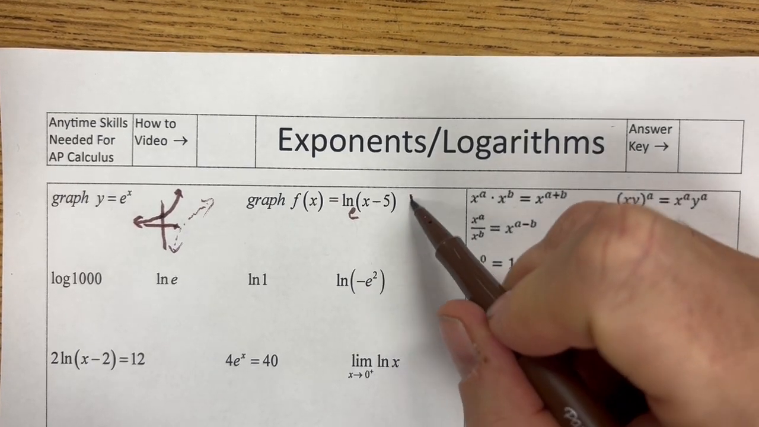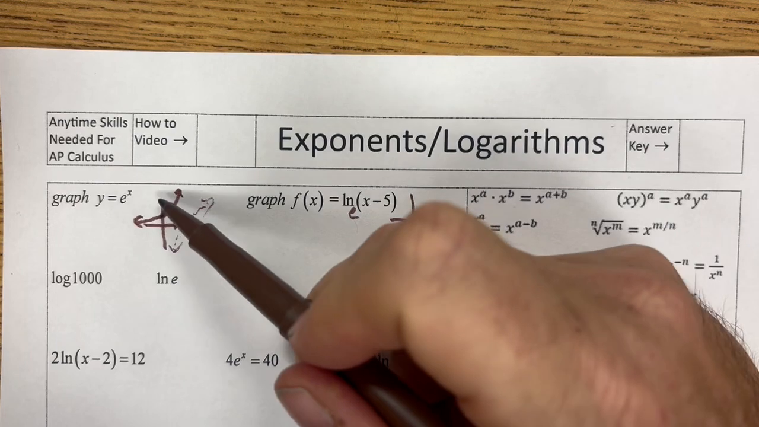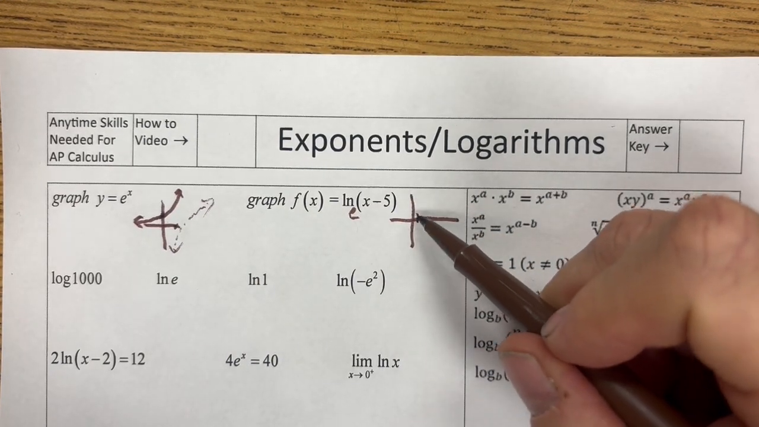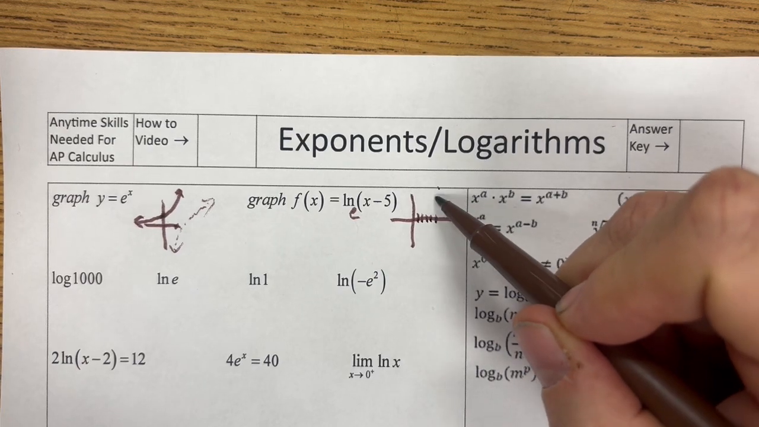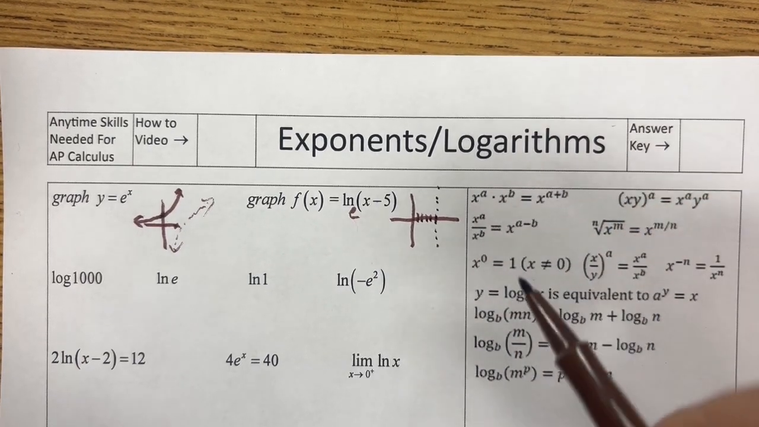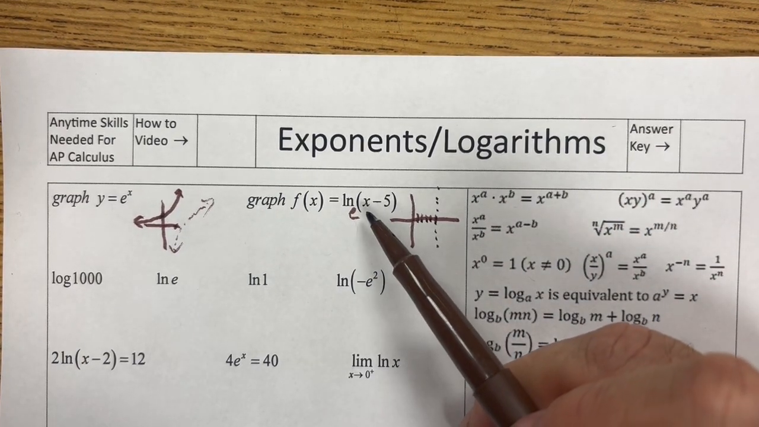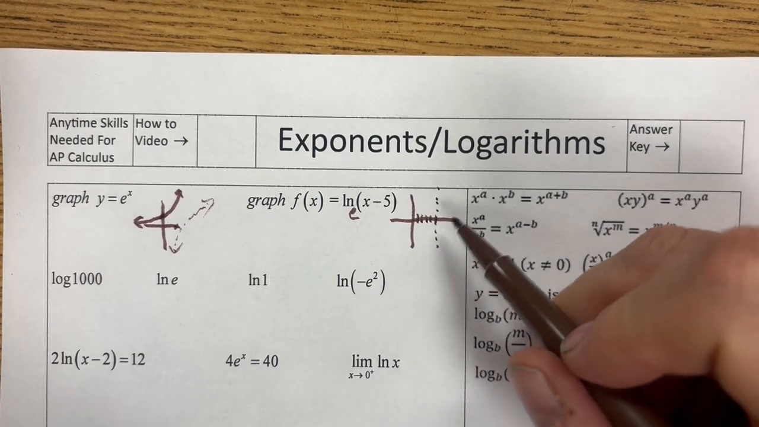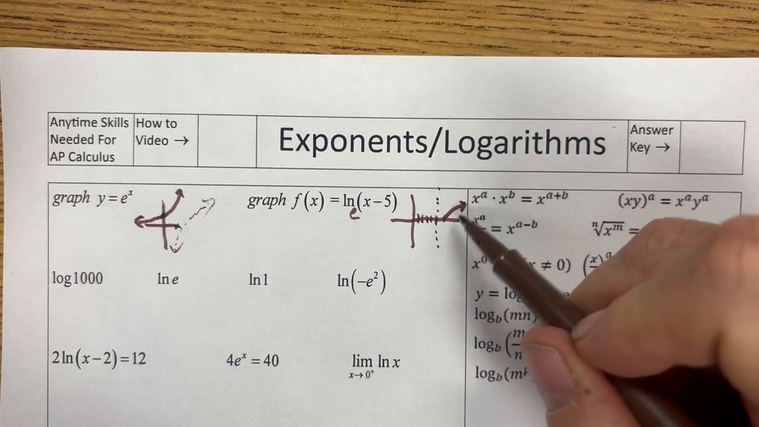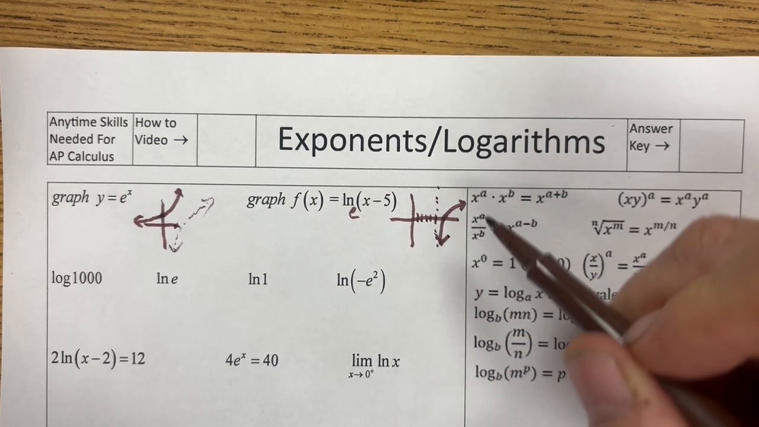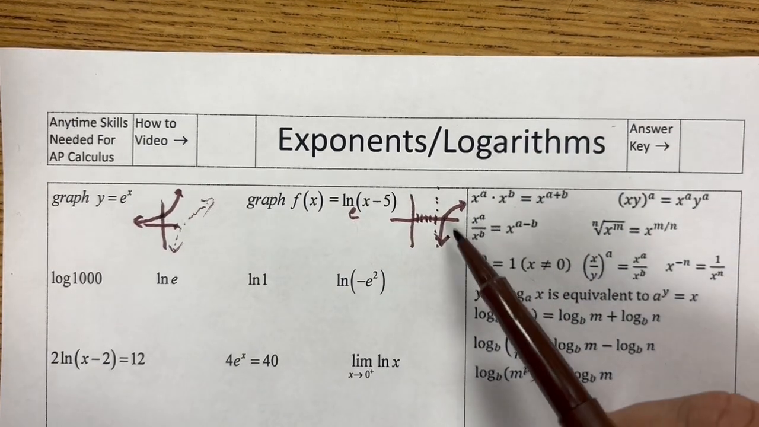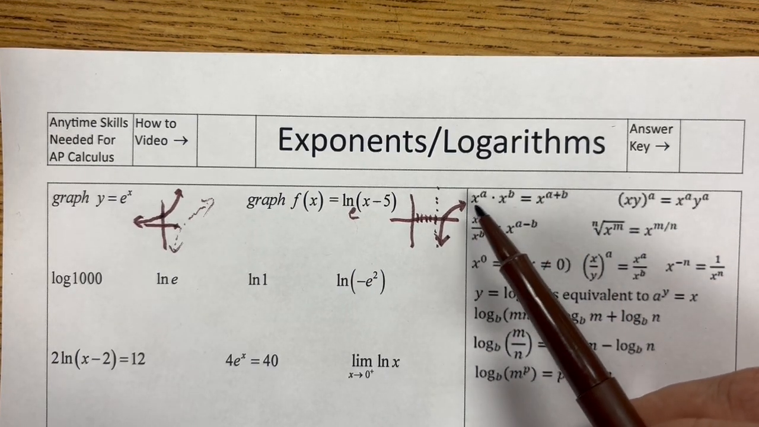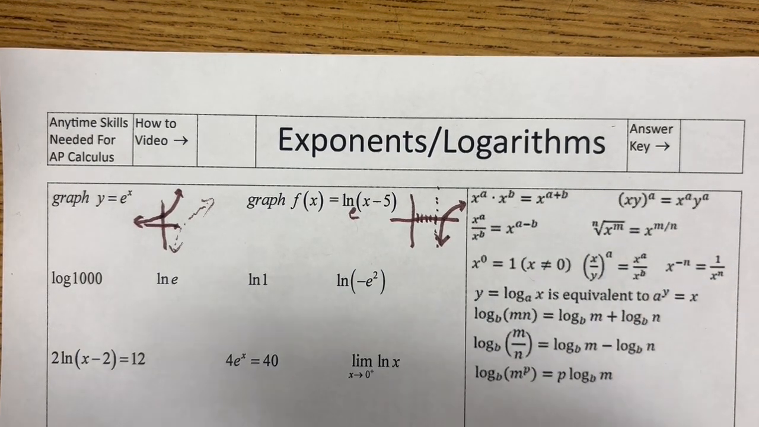So what would this look like? Instead of having a vertical asymptote at 0, my vertical asymptote is going to be at 5. And if I could do a test point here, if I plug in 6, I'll get ln of 1, and that's 0. So this is going to look like that. It does grow up out to infinity, so don't think that there's a horizontal asymptote. There's only a vertical asymptote.